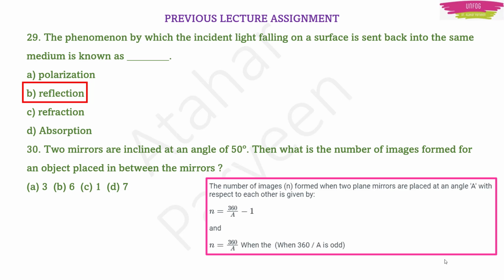So here in this question, we are not going to use the formula 360 upon A minus 1. Instead, we use 360 upon A because 5 is an odd number here. For example, if you had 90 degree, then also you use this formula 360 upon theta only. Don't use 360 upon theta minus 1 because 9 is an odd number. Okay. So if I want to solve this question number 30, then I use this formula 360 upon theta or 360 upon 50. So I get the number of images as 7. So option D will be the right answer here.